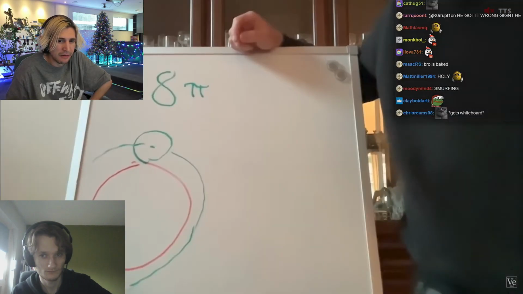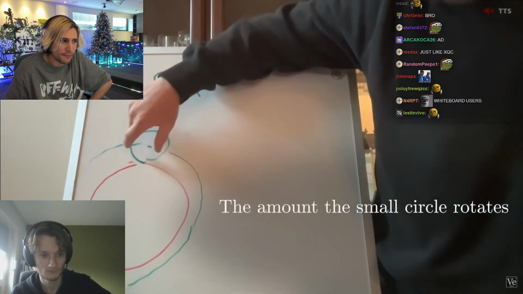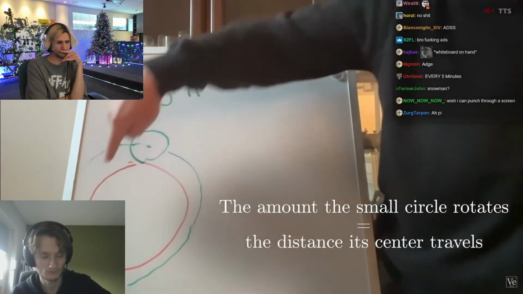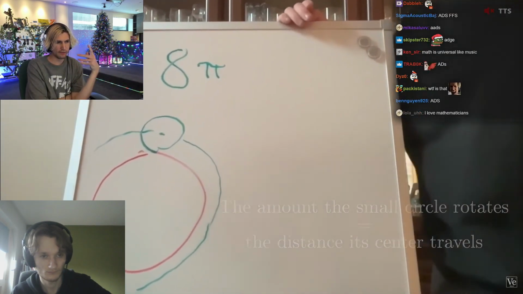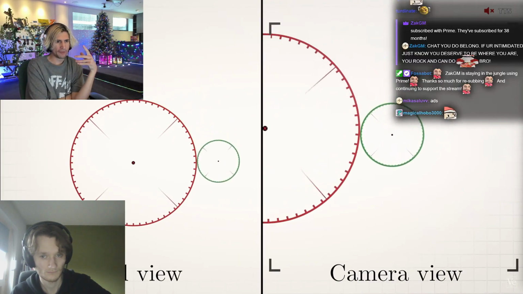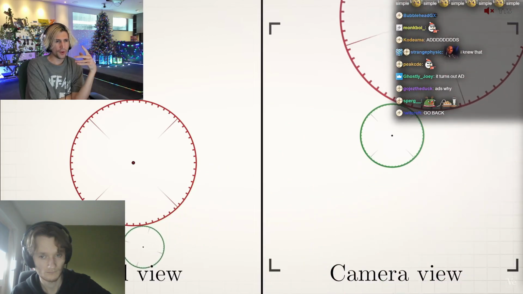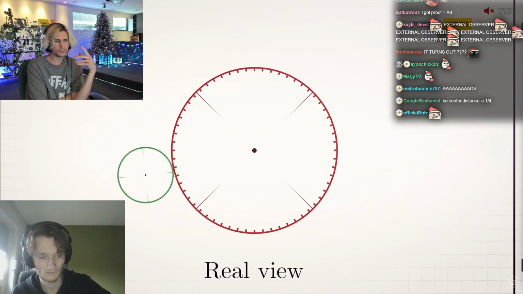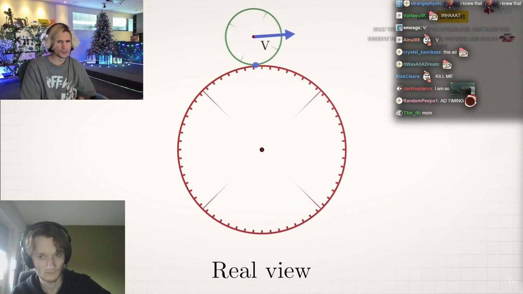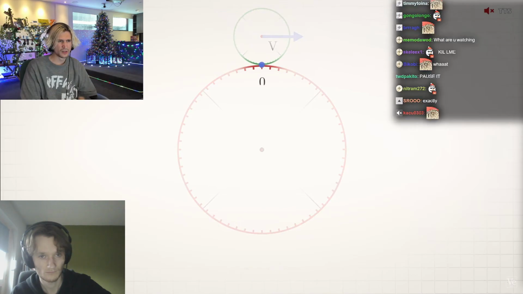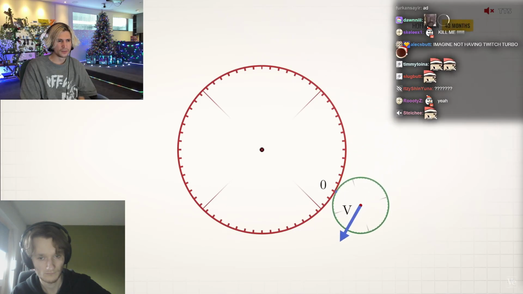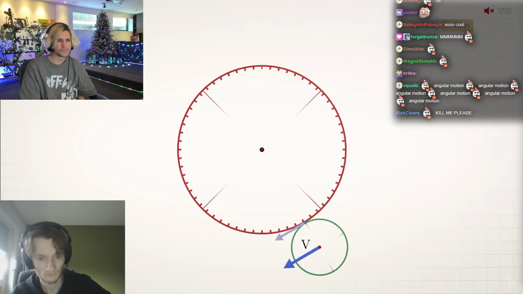Yep. It turns out that the amount the small circle rotates is always the same as the distance the center travels. All right, so why is this true? Suppose you had a camera and the camera was always pointed at the center. So in your movie, it looks like the center doesn't move. In the real world, the center is going around the circle. Let's say it's going at some speed v. What's the velocity of this point? It's 0. And that's because it's rolling without slipping. If it had any component in that direction, that's what slipping would be.